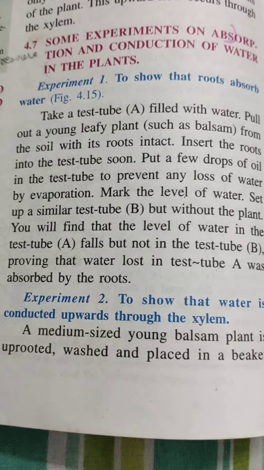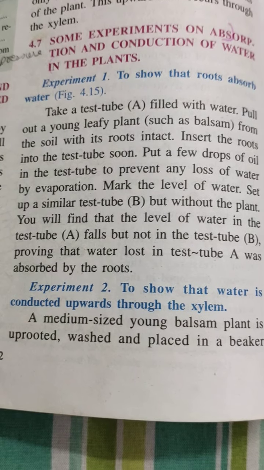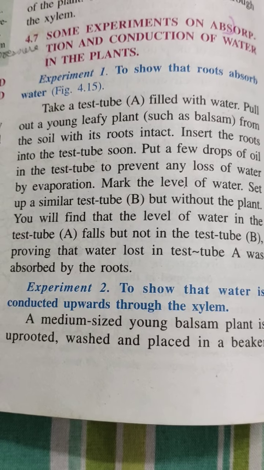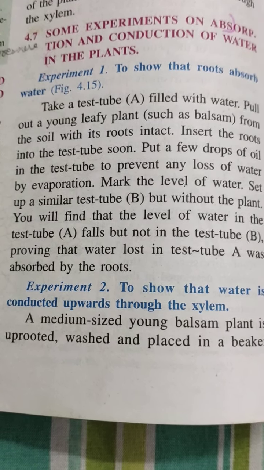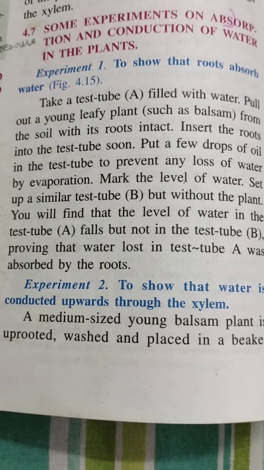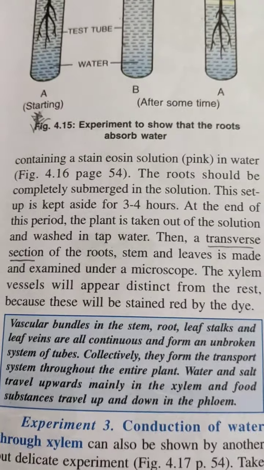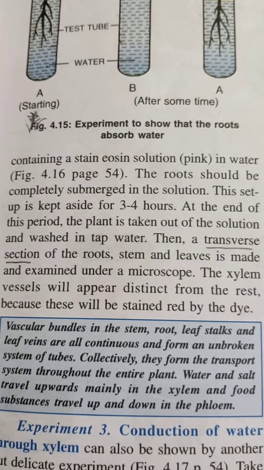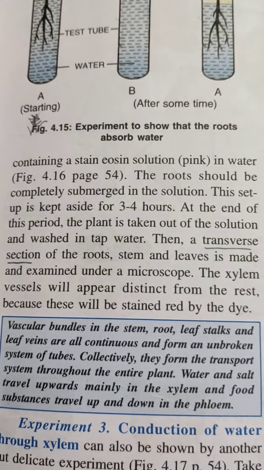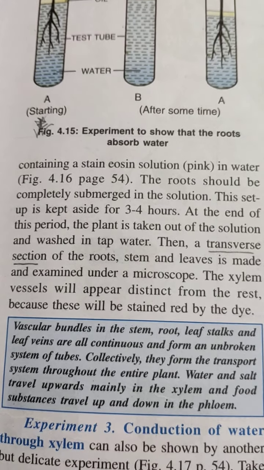Next experiment is to show that water is conducted upwards through the xylem. Here a medium-sized young balsam plant is uprooted, washed and placed in a beaker containing a stain eosin solution in water. Eosin solution is pinkish or reddish in color. The roots should be completely submerged. This setup is kept aside for 3 to 4 hours. At the end of this period, the plant is taken out of the solution and washed in tap water. Then a transverse section of the root, stem and leaves is made and examined. The xylem vessels will appear distinct from the rest because these will be stained red by the dye.